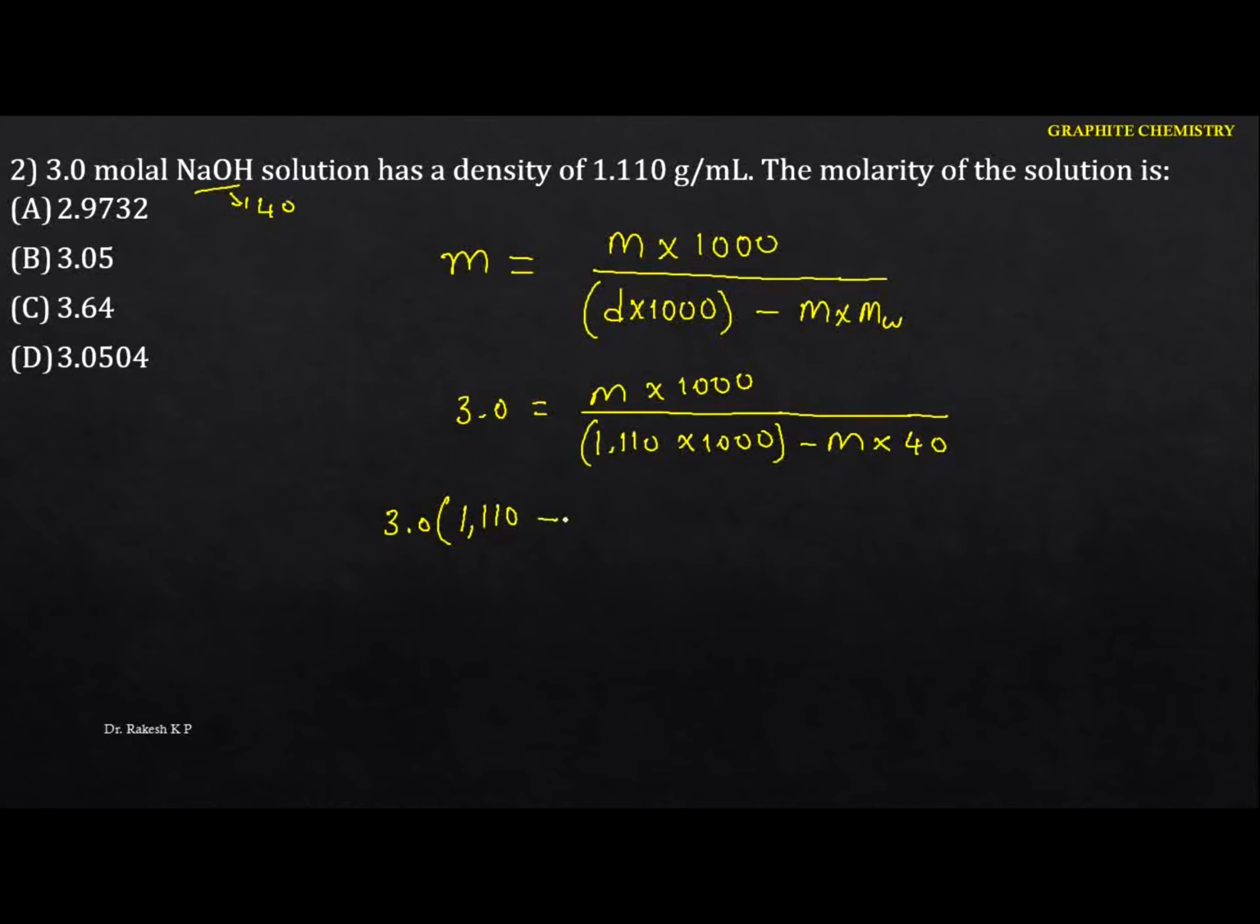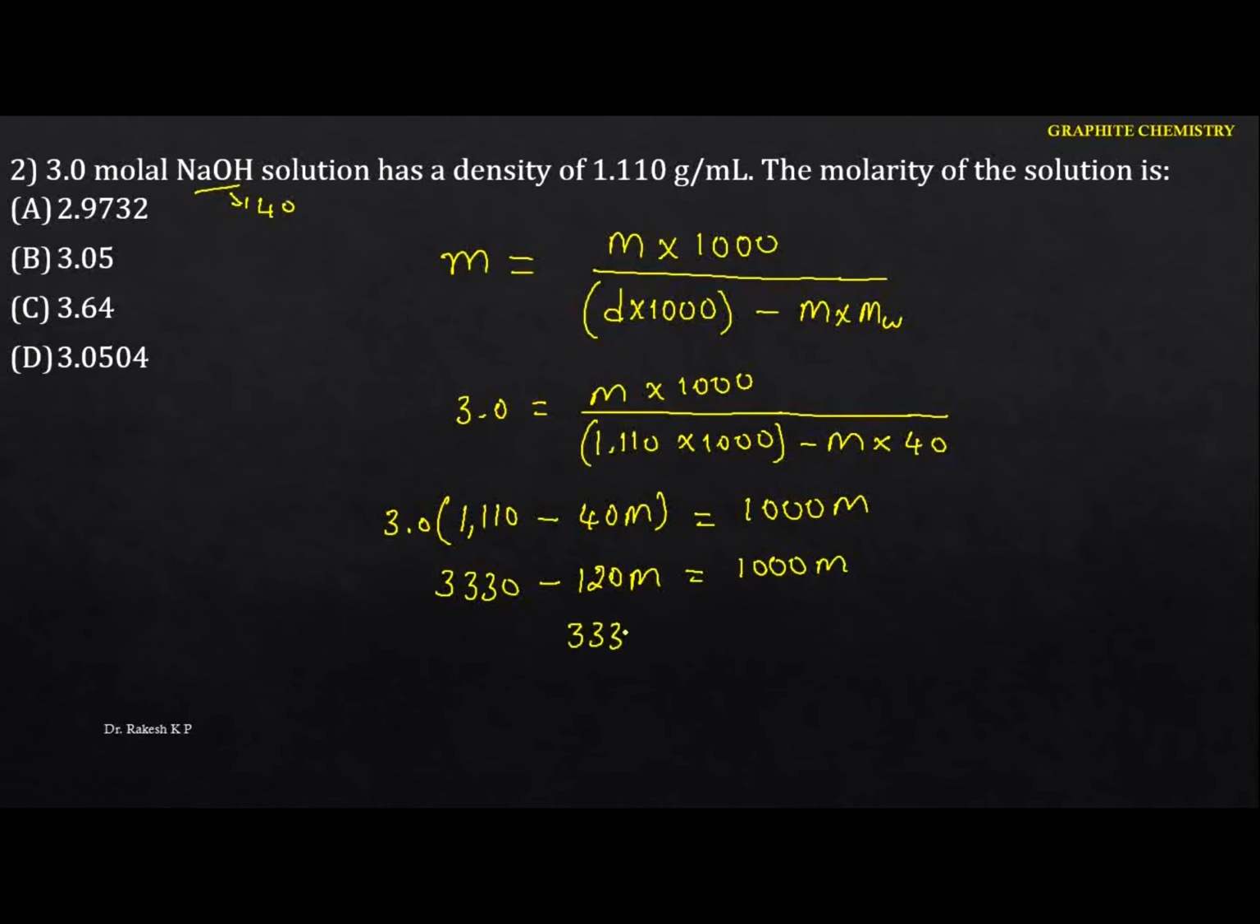So minus, we are having the 40 m, which is equal to the 1000 m. If you multiply this one, here we are going to get 3330. So minus the 120 m, which is equal to the 1000 m. Now see this one here. Here we have to calculate. Just go to this one here.